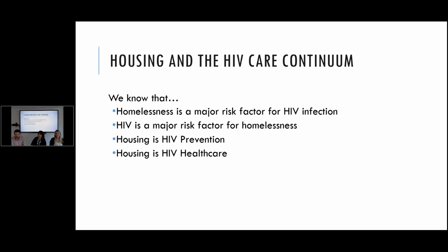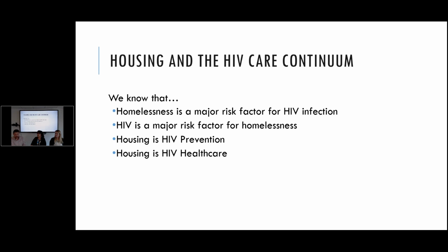So rates of HIV infection are 3 to 16 times higher among persons who are homeless or unstably housed compared to those that are in stable housing. HIV is also a major risk factor of homelessness. So we estimate that at least half of Americans living with HIV will experience homelessness or some type of housing instability in their lifetime. As we think about this connection of housing to HIV, we have to think about it in two different ways.